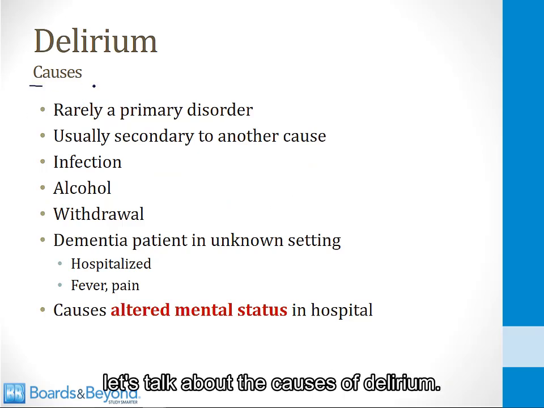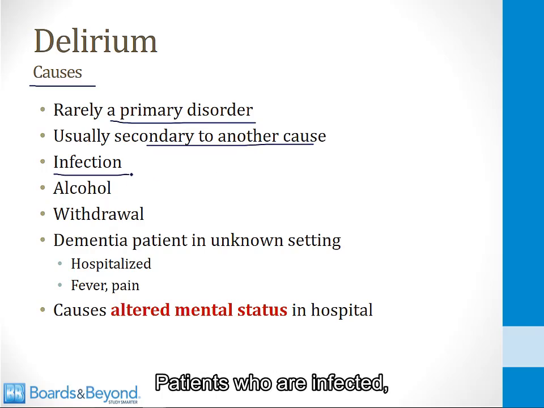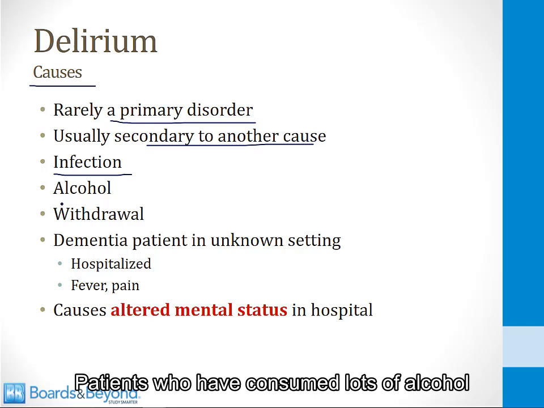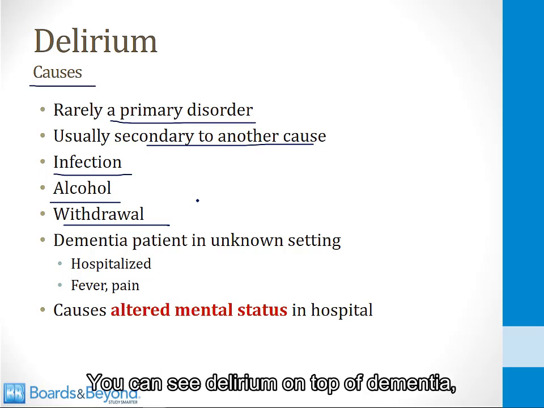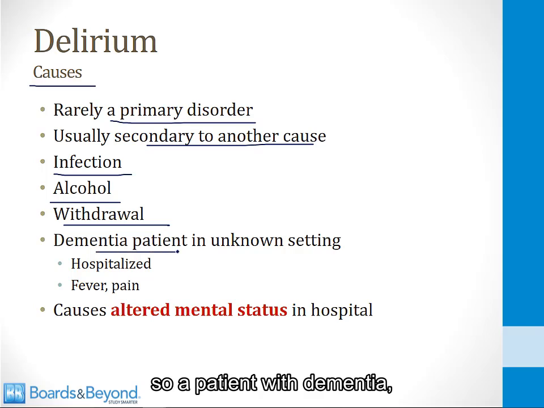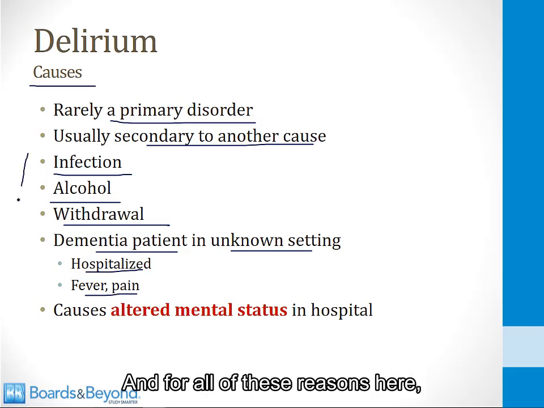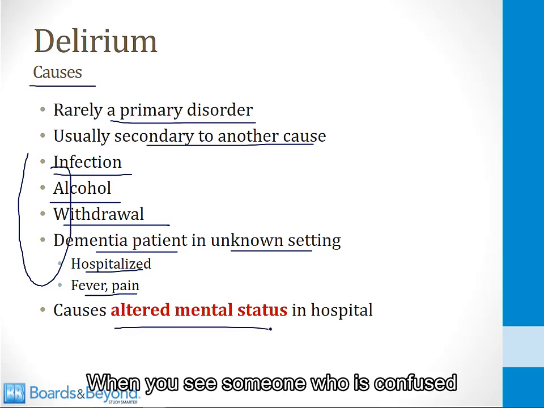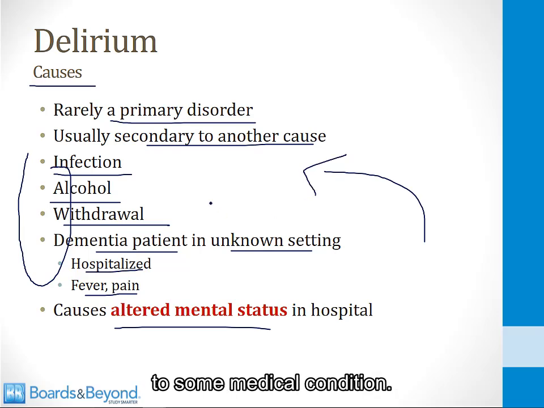So along those lines, let's talk about the causes of delirium. It's rarely a primary disorder. It's usually secondary to some other cause. Patients who are infected, especially if they have a high fever, will be delirious. When the infection goes away, the delirium will go away. Patients who have consumed lots of alcohol or who are withdrawing from alcohol will often be delirious. You can see delirium on top of dementia. So a patient with dementia, like someone who has Alzheimer's, who is in an unknown setting and is hospitalized and has fever and pain, this patient may become acutely delirious. And for all of these reasons, delirium is one of the classic and common causes of altered mental status in the hospital. When you see someone who is confused and disoriented in the hospital, it's often because they are delirious, secondary to some medical condition.